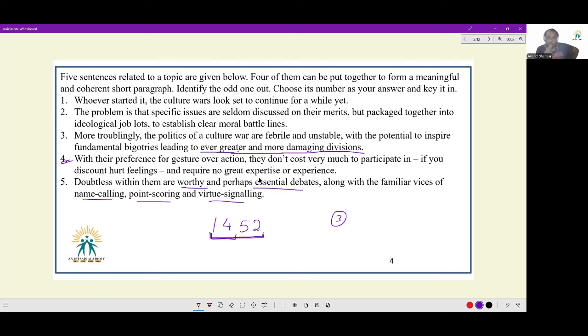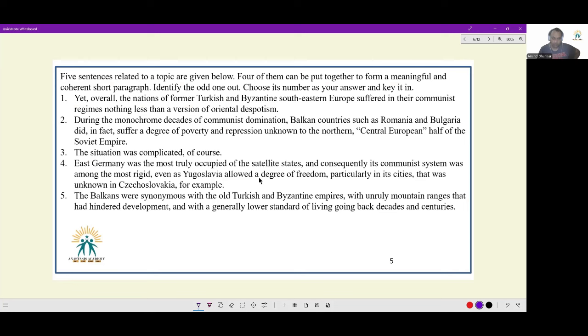Okay. But 5, 2 is an essential pair. 1, 4 is an essential pair. So 3 by extension has to be the odd one. Okay. Last question.